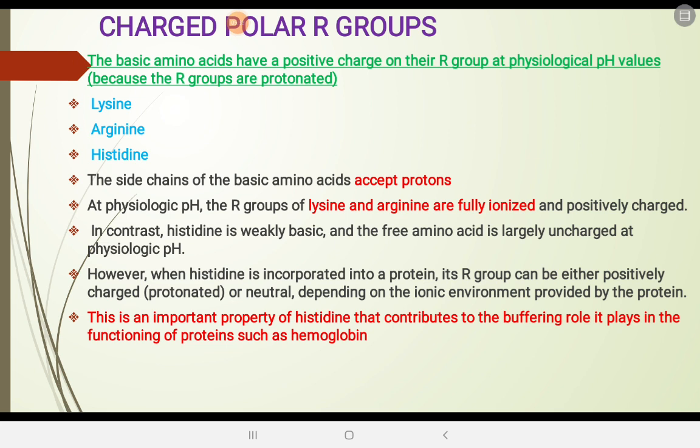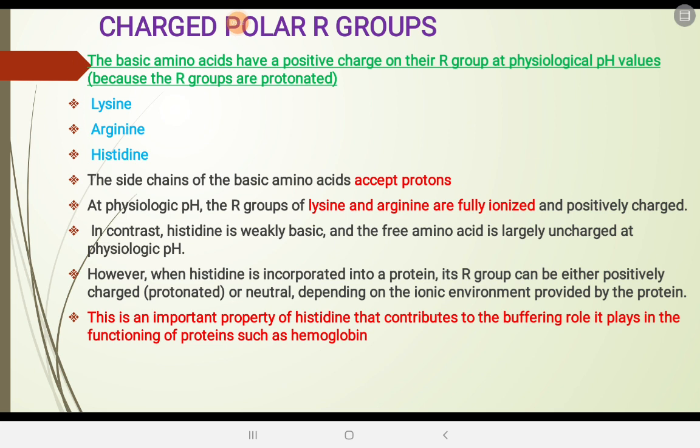In contrast, histidine is weakly basic and the free amino acid is largely uncharged at physiologic pH. However, when histidine is incorporated into a protein, its R group can be either positively charged or neutral, depending on the ionic environment provided by the protein. This is an important property of histidine that contributes to the buffering role it plays in the function of proteins such as hemoglobin.